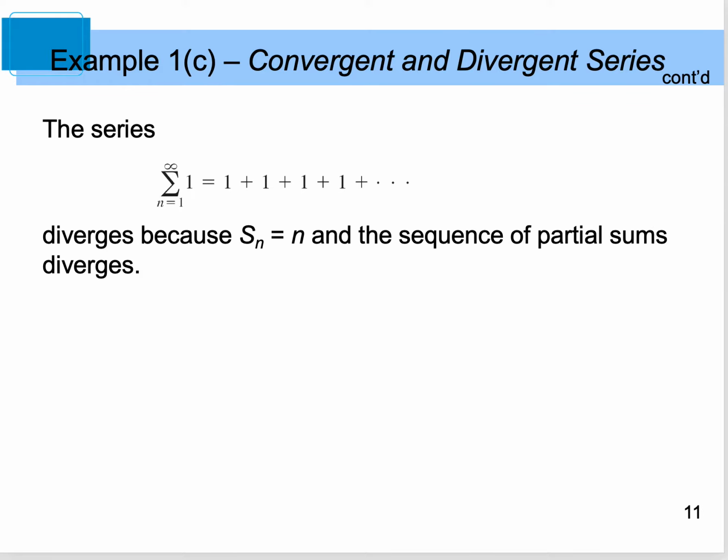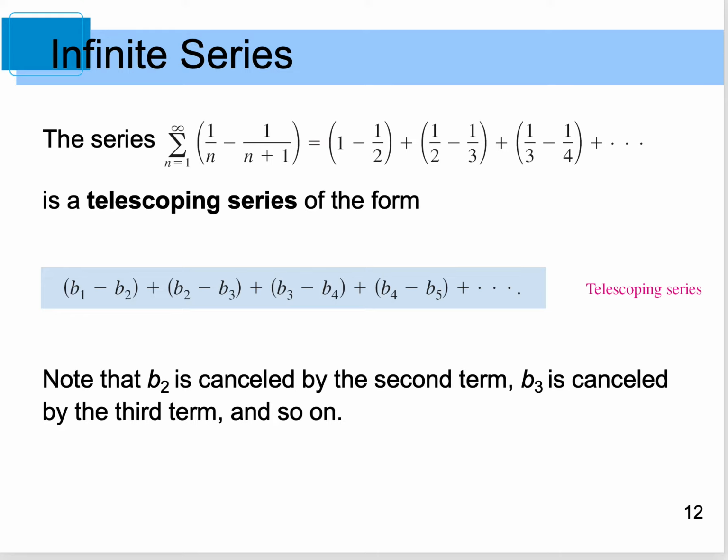Another example is this one. If I look at the limit of this, my partial sums would just be n. So like the first partial sum is 1. The second one is 1 plus 1, or 2. So if I take the limit of n, that's going to be infinite, so it's going to diverge. So when we're talking about convergence and divergence, it's looking for a numeric limit versus an infinite limit.